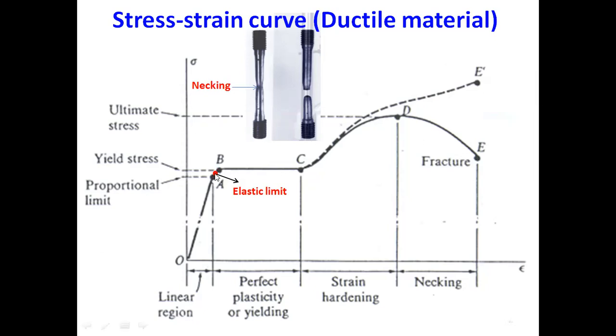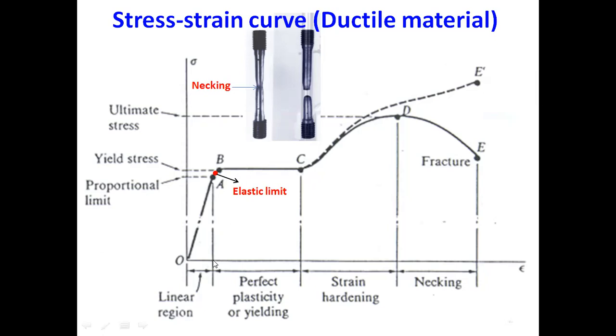And if we further apply the load, we would reach a point B, and that point is known as yield point. And you could see that the line from point B to point C is completely horizontal. It is completely horizontal. What does it mean? If you look at here, the stress is constant from point B to point C.